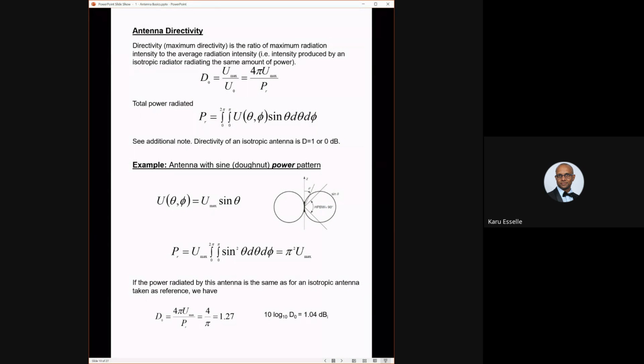Qualitatively, how do you define it? Directivity, sometimes also called maximum directivity, is the ratio of maximum radiation intensity to the average radiation intensity. Okay, that's not very clear. The maximum radiation intensity is obvious, right?